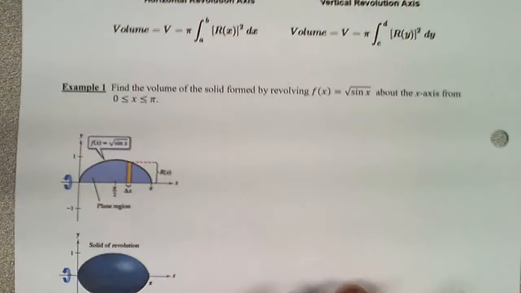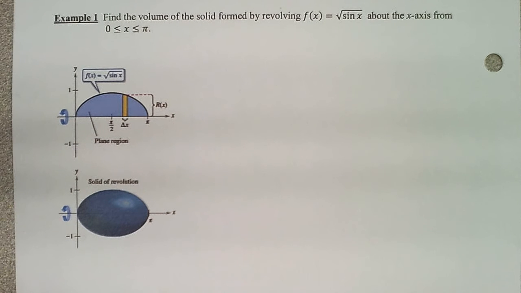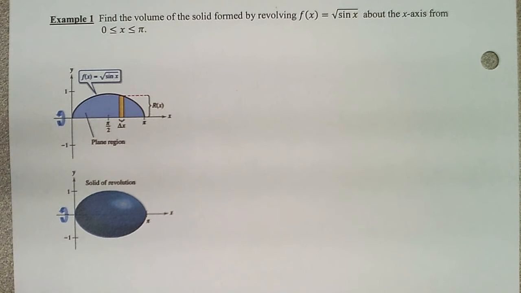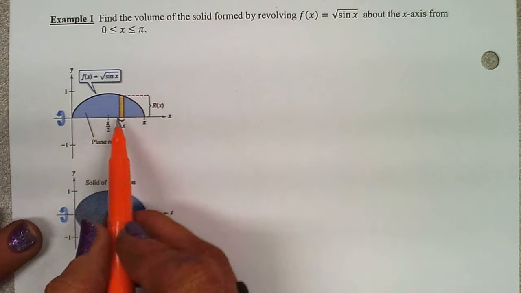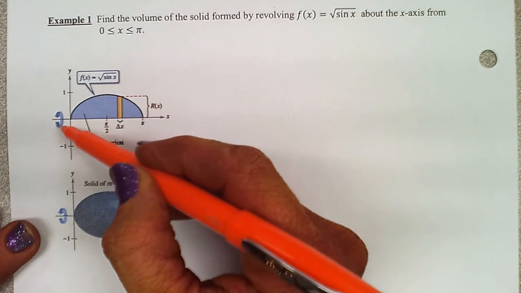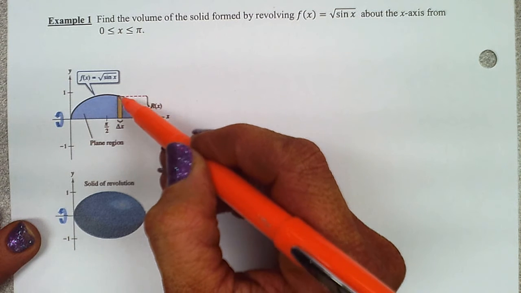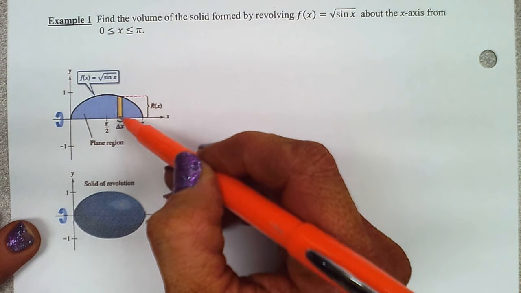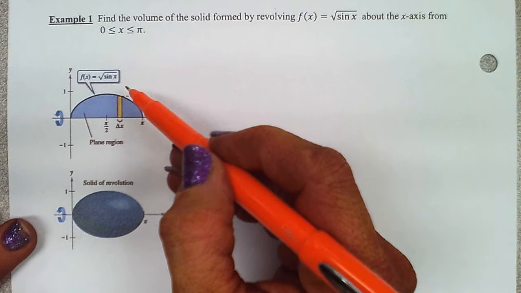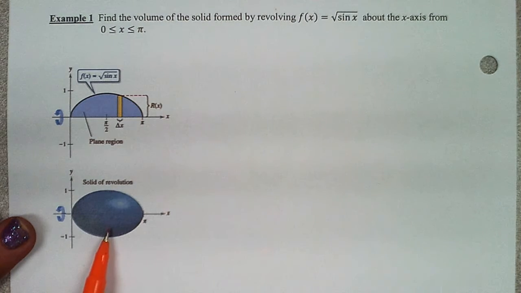All right, so this first problem here, they tell us that they want to find the volume of the solid by revolving f of x equals the square root of sine x about the x-axis from 0 to pi. So here they've already got the picture for us. They have the arrow drawn here to show that we're going about the x-axis, which means in order to create disks, we're going to have a vertical rectangle here standing up so that it comes around and creates a disk this way.